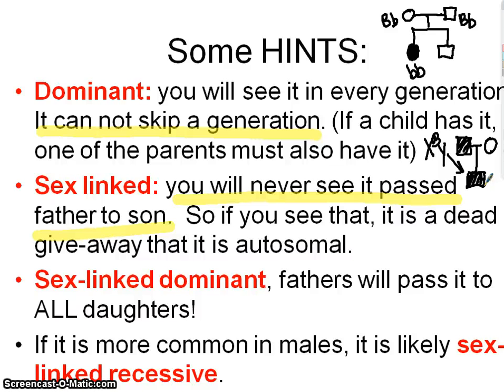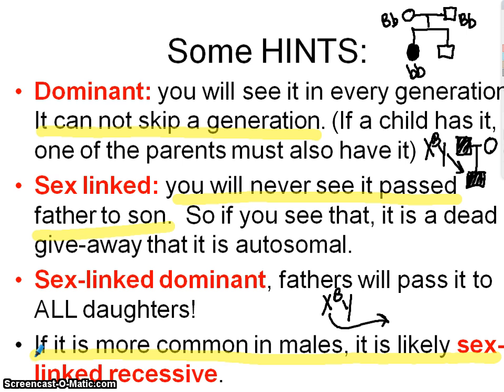The third option is sex-linked dominant. If it's sex-linked dominant, a father would pass it to every single daughter. If you think about it, if he's X big B Y, every daughter's going to get a copy of that X from him. So that means that it's going to be passed from fathers to every single daughter they have. And finally, in a sex-linked recessive trait, you typically are going to see it much more common in males.